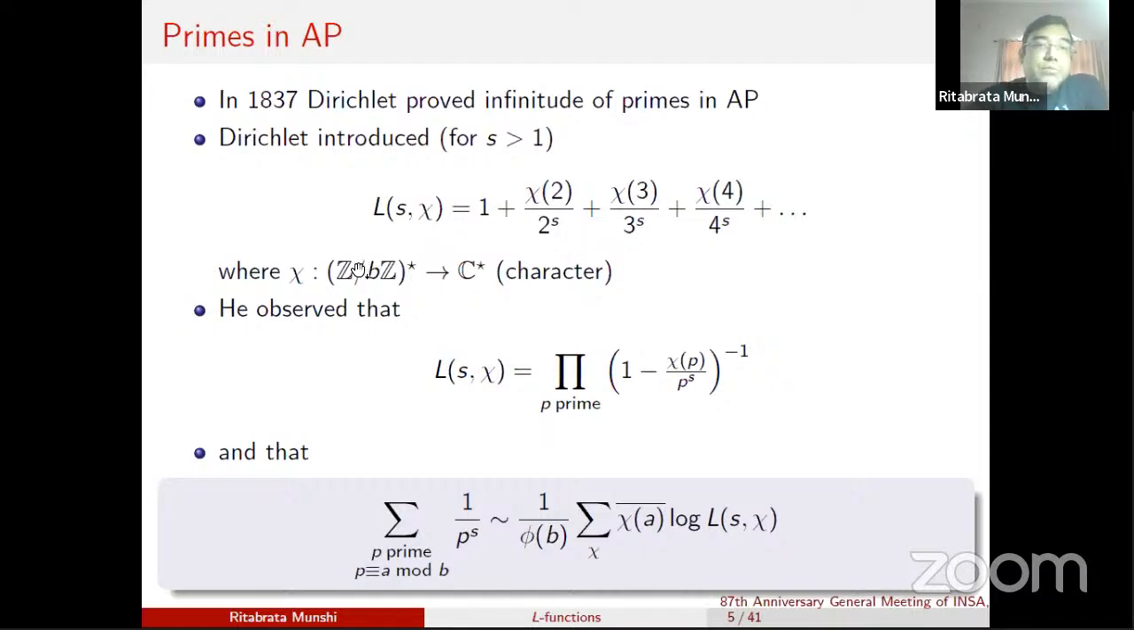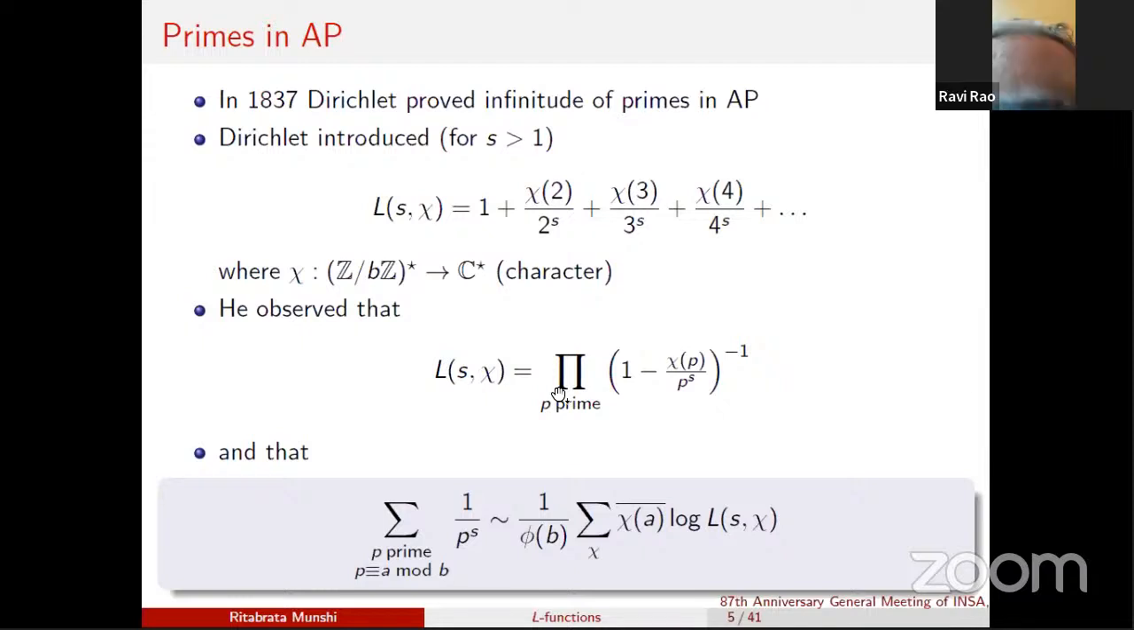So then you take a character of this multiplicative group and define this L series. And again, Dirichlet observed that, for the same reason, it can be written as a product. This product is called the Euler product because Euler was the first person to analyze this thing. And then from this product, Dirichlet came up with this formula: if you take the reciprocals of primes raised to the power s, where the prime is in the arithmetic progression congruent to A modulo B, so it is of the form A plus nB, then this sum is equal to this sum of logarithms of this function.